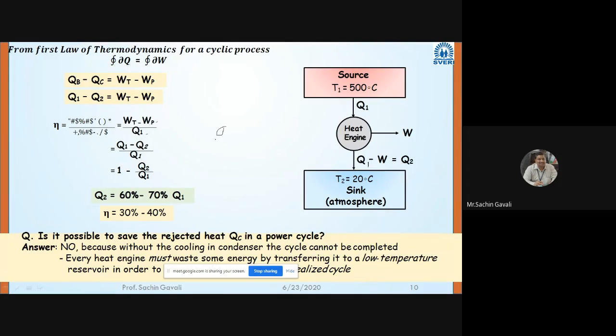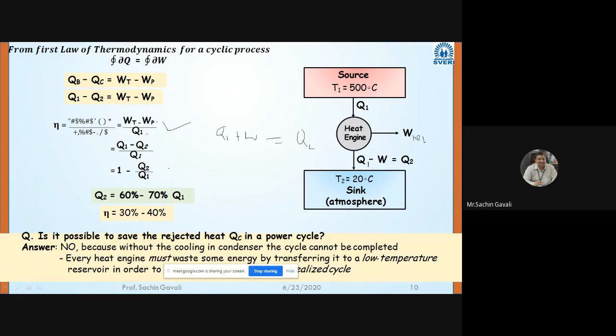So we can write the equation Q1 plus W is equal to Q2 for this diagram, and from that Q1 minus Q2 is nothing but W, or WT minus WP is the net work. This is the net work we have to consider. If we neglect pump work, then WP is 0, and in that case efficiency is WT divided by only Q1. So Q1 minus Q2 divided by Q1, that is 1 minus Q2 upon Q1. This is the basic efficiency formula of any heat engine.